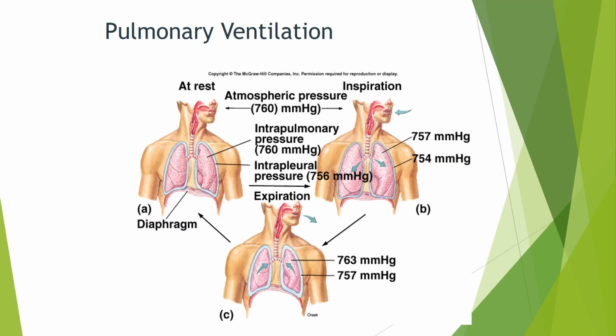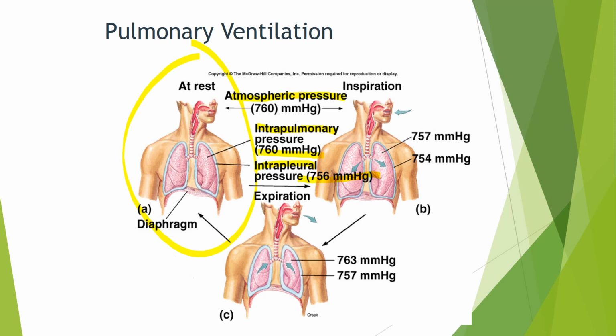So let's look at a diagram now of inspiration and expiration. So here we have at rest, okay? So at rest, we're going to have the atmospheric pressure be 760 millimeters of mercury. So intrapulmonary pressure is going to be at atmospheric pressure, and then intrapleural pressure is going to be a little bit lower at 756, again due to the frictional forces within the lungs.